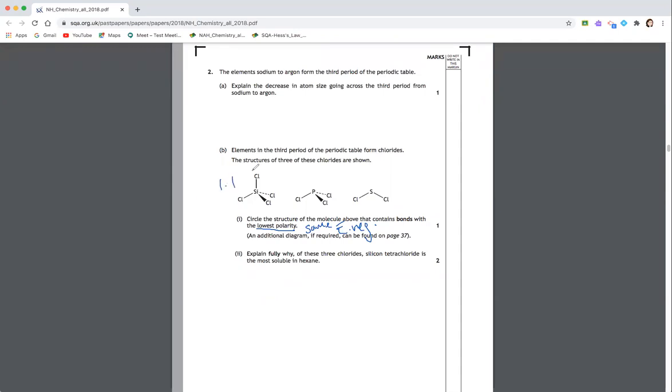and then phosphorus is 2.2 and 3.0 is a difference of 0.8. And sulfur is 2.5 and 3.0 gives you a difference of 0.5. So that means this molecule has the bonds with the lowest polarity. Okay, and then part 2, explain fully why of these three chlorides, silicon tetrachloride is the most soluble in hexane. So anything to do with solubility equates to like dissolves like.